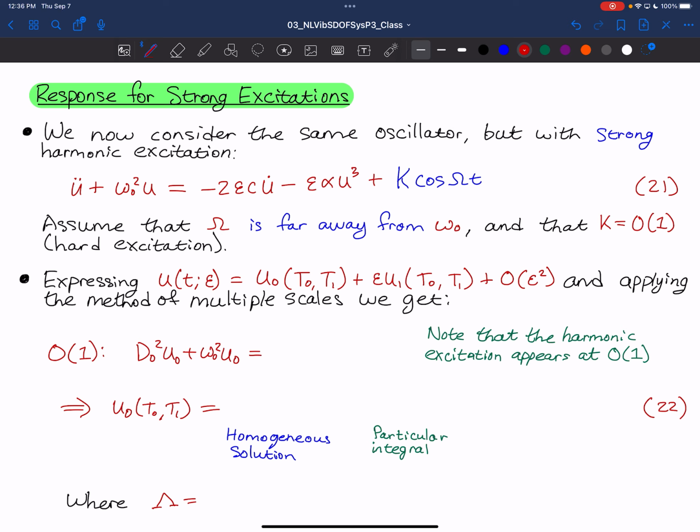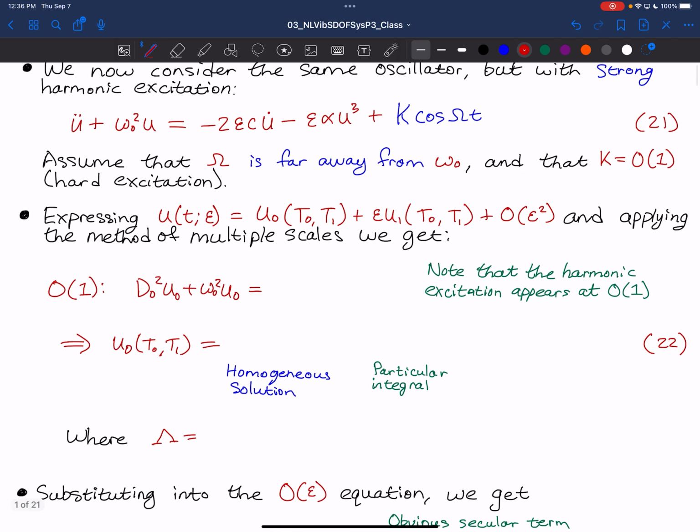Okay, so from here we're going to do our standard expansion for u in terms of ever increasing orders of epsilon. Then we're going to apply the method of multiple scales, and what we'll end up with at order 1 is d0 squared u0 plus omega 0 squared u0 equal to K times the cosine of capital omega t. You should note that the harmonic excitation now appears at order 1, whereas before when we studied primary resonance it was at order epsilon.